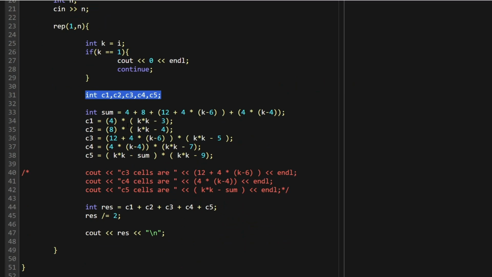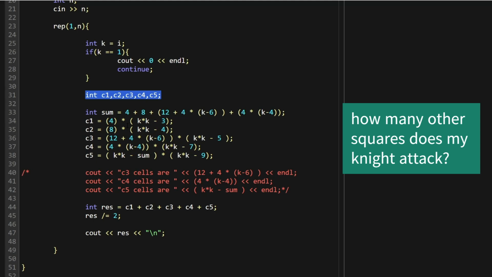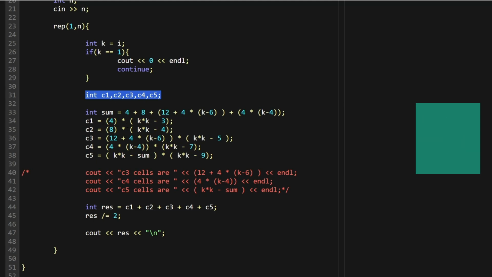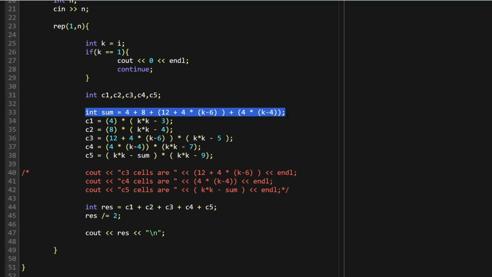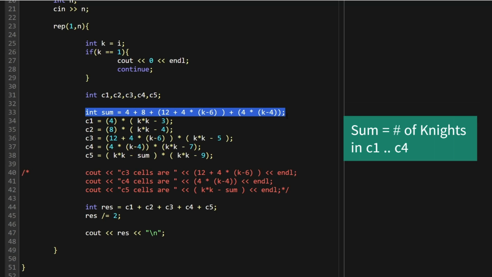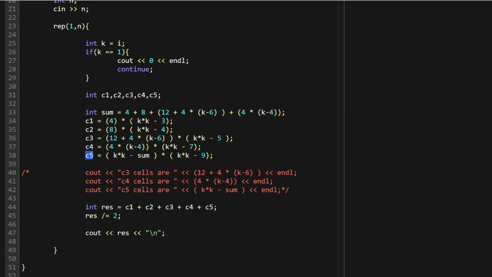So my solution here uses five categories of knights. What does a category represent? It represents how many other squares my knight attacks, okay? This sum line here is essentially the number of knights that for a certain k belong to categories 1, 2, 3, and 4, okay? So I'm just using this sum to remove them from the fifth category, essentially. Now, let's look at the categories one by one.